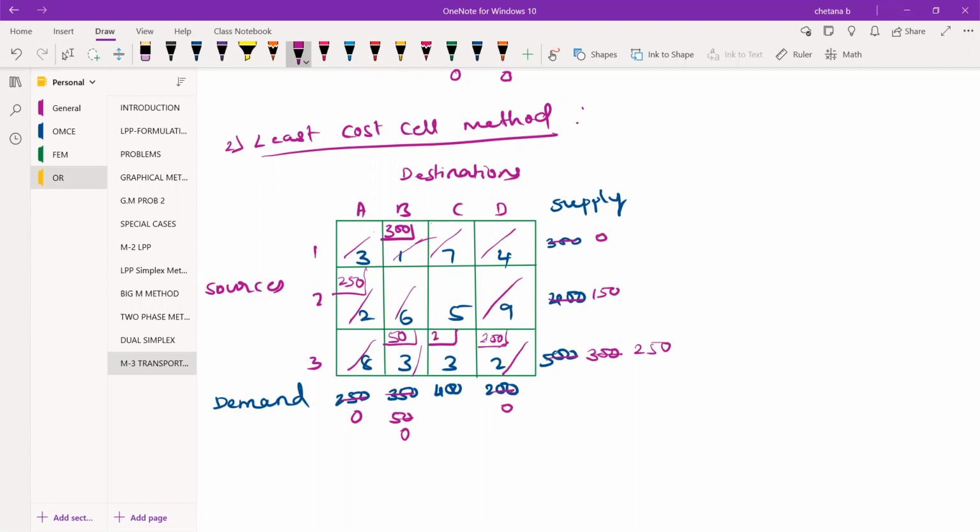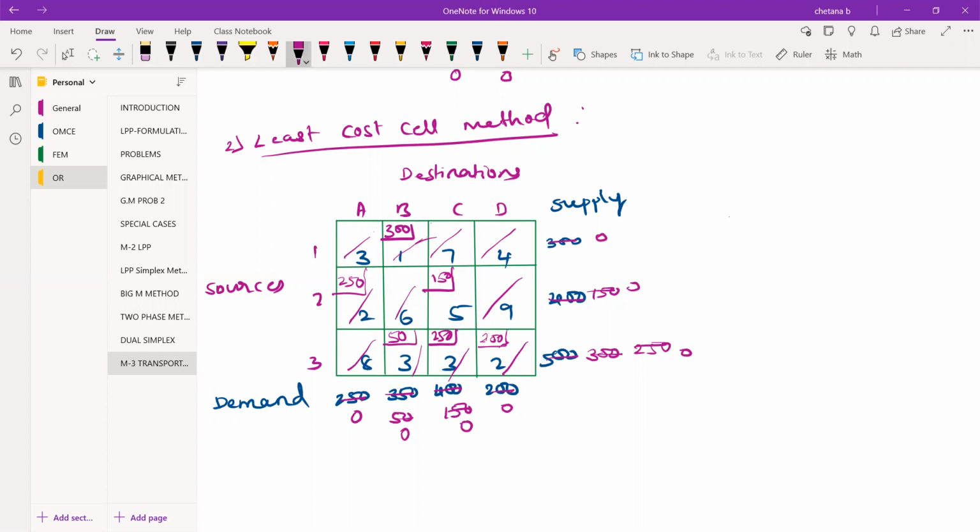You need to allocate the supply. This will be 0 and here we're getting 150. Eliminate this. The last cell which is remaining is this. That is 150. Here it is 0 and here it is 0. So if you check the rows and the column, everywhere we are getting zeros. Okay, so you need to see what will be the cost here.